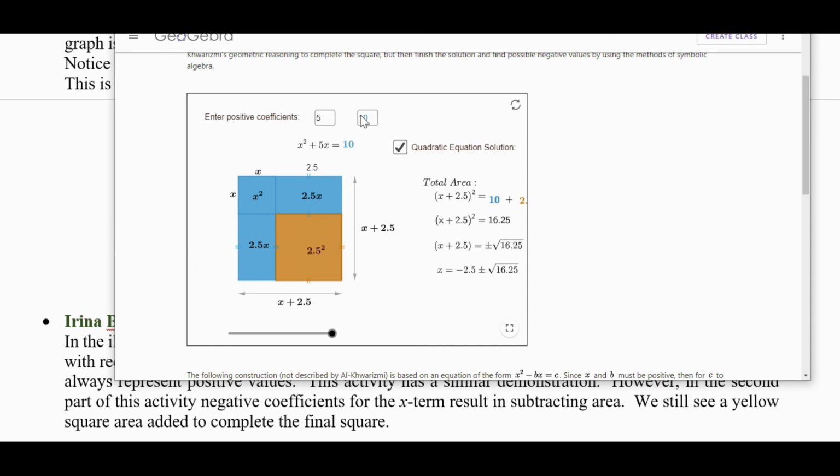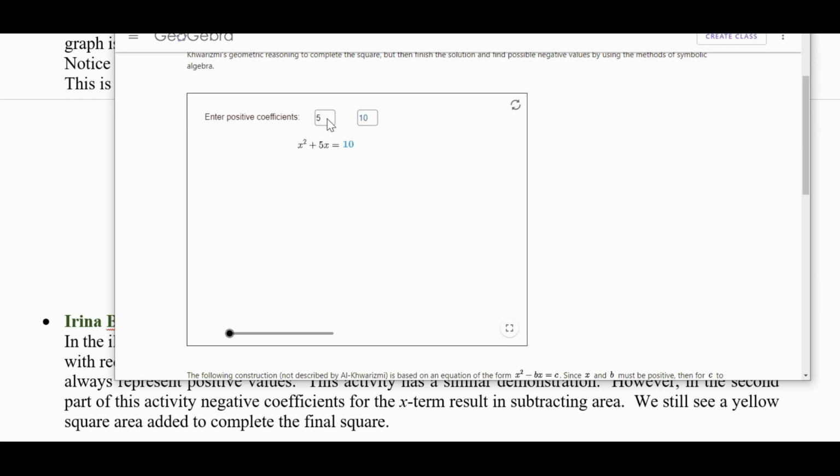Okay, I'm just kind of curious what it does with a negative here. What if I put negative? Negative 6.